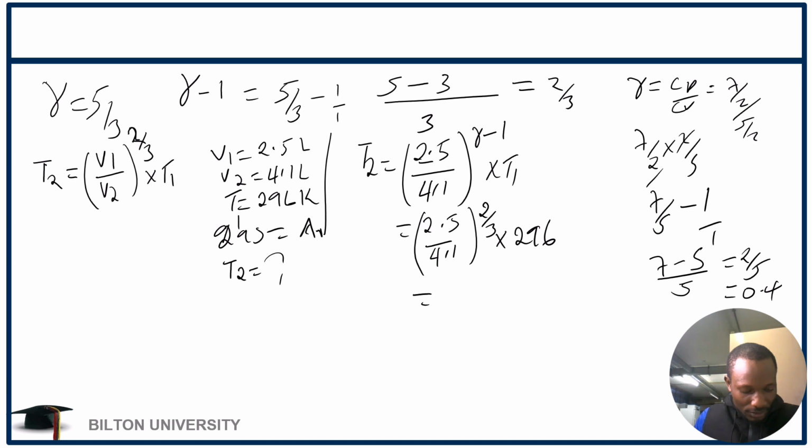Let's do it quick. 2.5 divided by 4.1, raised to the power 2 over 3, times 296, and that's giving us 212 Kelvin. Okay, so that is T2.